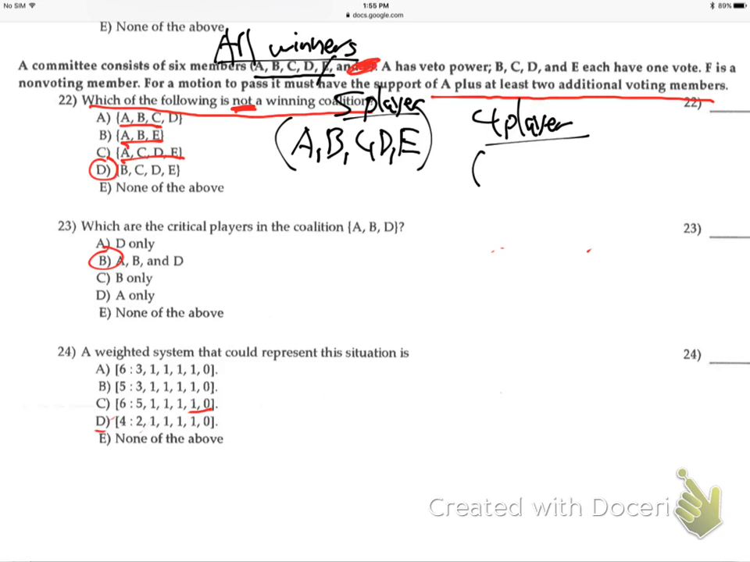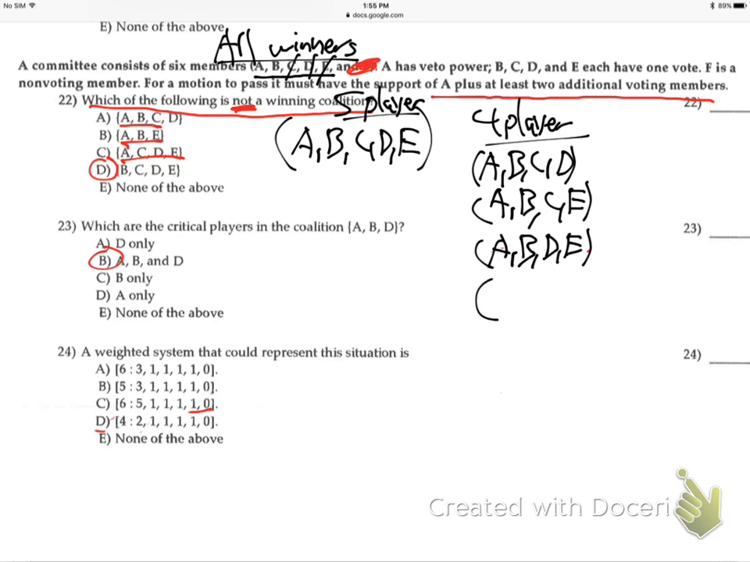So I'll just go one at a time. Drop off the E. You got A, B, C, D. You can drop off the D. You've got A, B, C, E. You could drop off the C. You got A, B, D, E. You could drop off the B. You got A, C, D, E. So those are all the 4-player winning teams. Good so far. Now, how about all the 3-player winning teams?